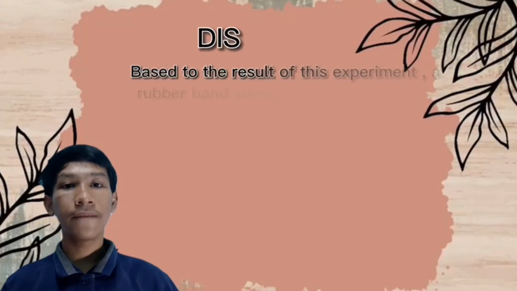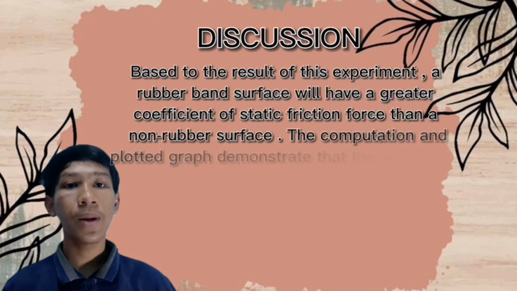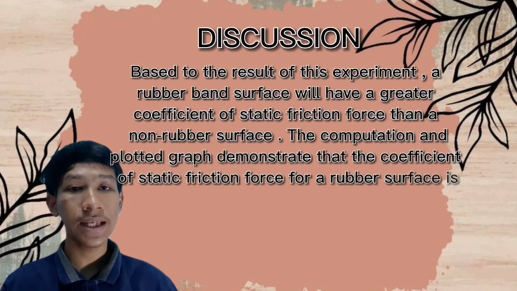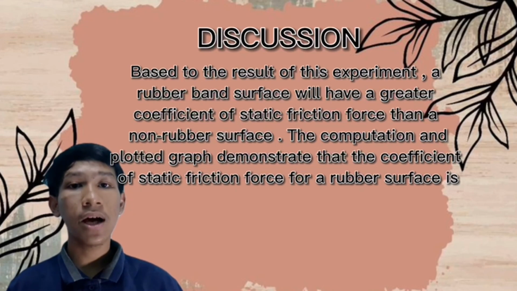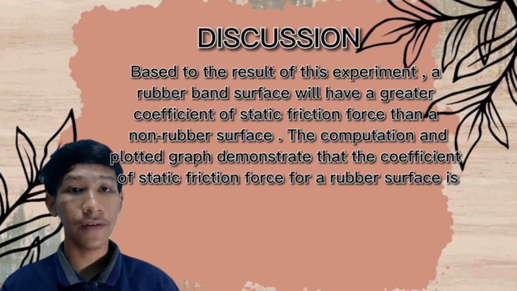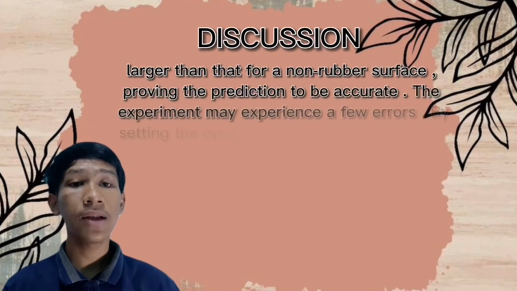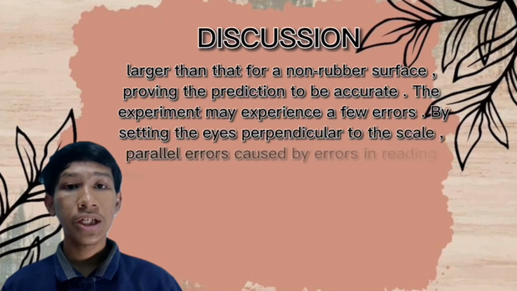Based on the result of this experiment, a rubber surface will have a greater coefficient of static friction force than a non-rubber surface. The computation and plotted graph demonstrate that the coefficient of static friction force for a rubber surface is larger than that for a non-rubber surface, proving the prediction to be accurate.